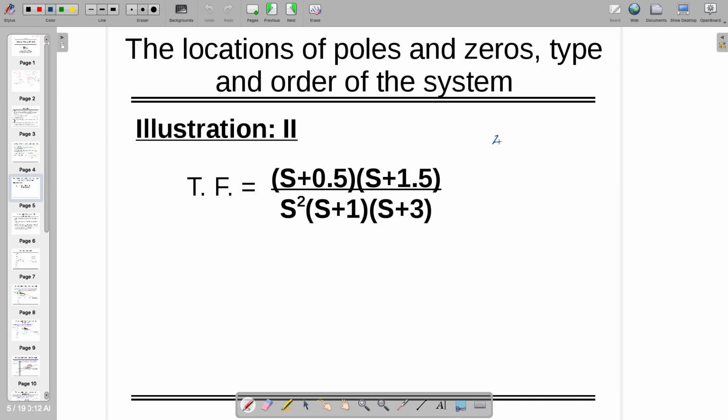Order is, okay, somebody told two. Four. Okay, then it's correct. What about the type of the system? Two. So this is on the basis of how many integrators are there in the system, right? So there are two integrators. So that decides the kind of PI controller in your system. So how many zeros are there, by the way? Two. Minus 0.5 and minus 1.5. How many poles? Four. 0, 0, minus 1 and minus 3.